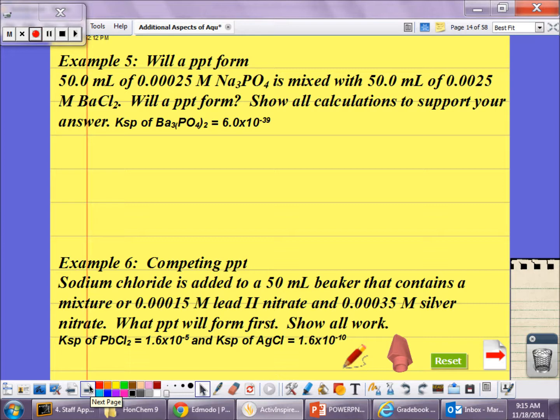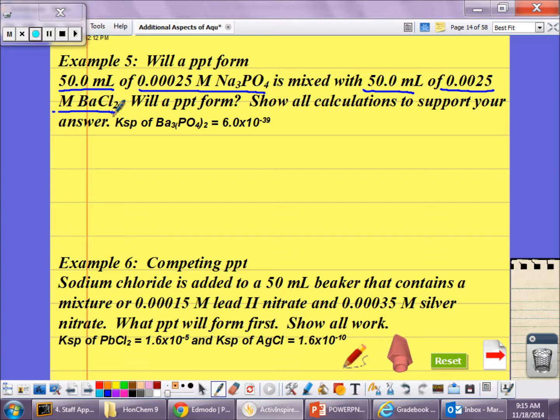Listen carefully and make sure you have your calculator ready to do the math with me. Will a precipitate form? Here's the question. 50 mL of 0.0025 molar sodium phosphate is mixed with 50 mL of 0.0025 molar barium chloride. The question is, will a precipitate form? Show all your calculations to support your answer.